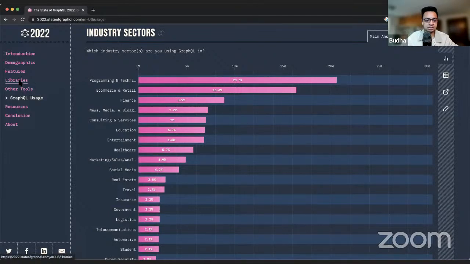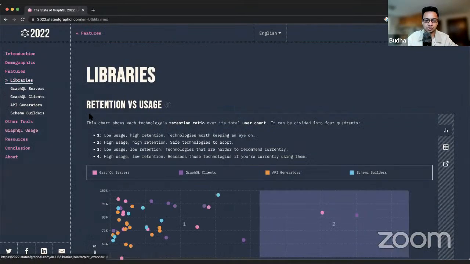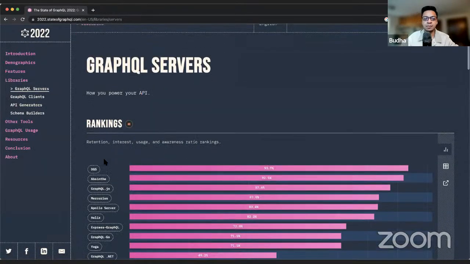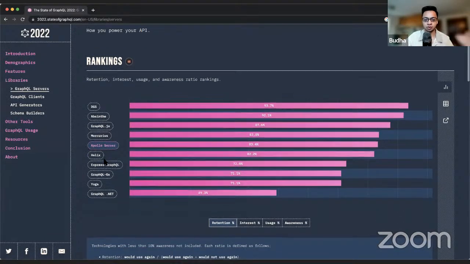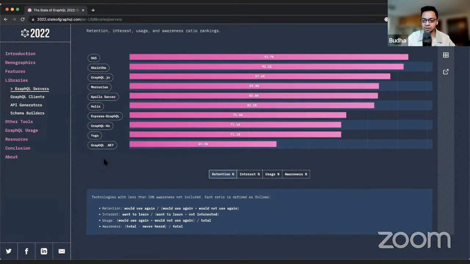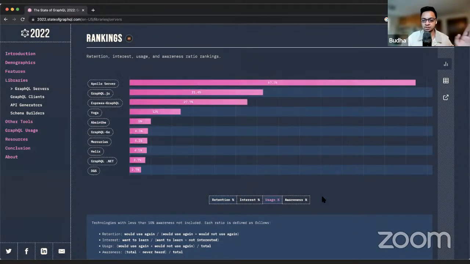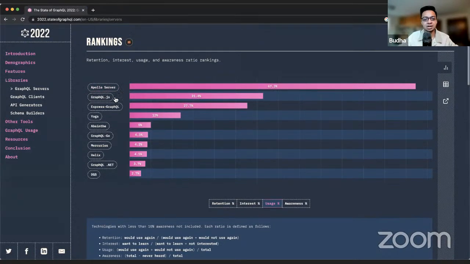One last thing before we close this out was around the libraries, which got me very interested, because there are ways in which, as a developer, you'll be building out your solutions, right? You've got your servers, you've got your clients, your API generators, schema builders, but there are two stats to look at here across all of these, which is the usage percentage, which gives you a few different winners. You've got Apollo Server, of course, it's been around for a very long time. It tends to be the go-to for a lot of folks to build your GraphQL servers, with GraphQL JS, Express.js coming in after, with Yoga and Absinthe 4 and 5.